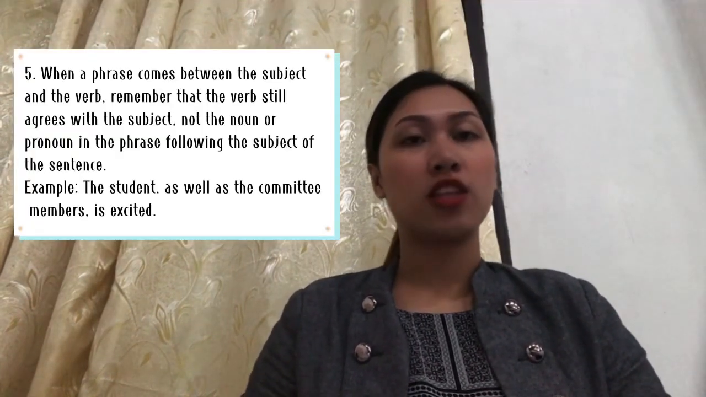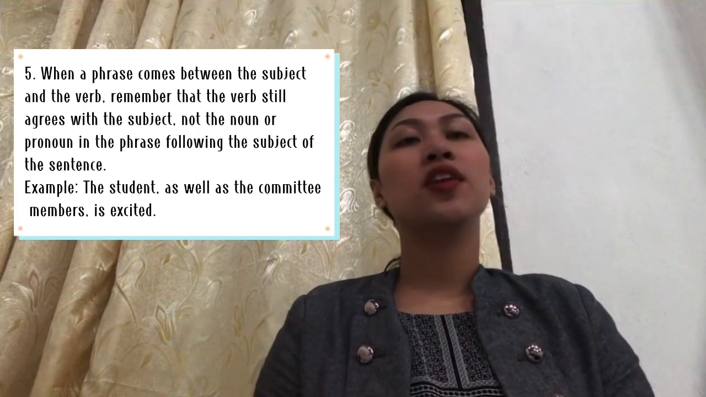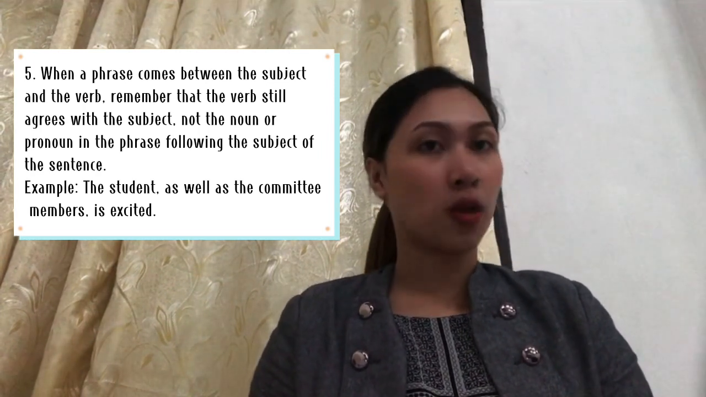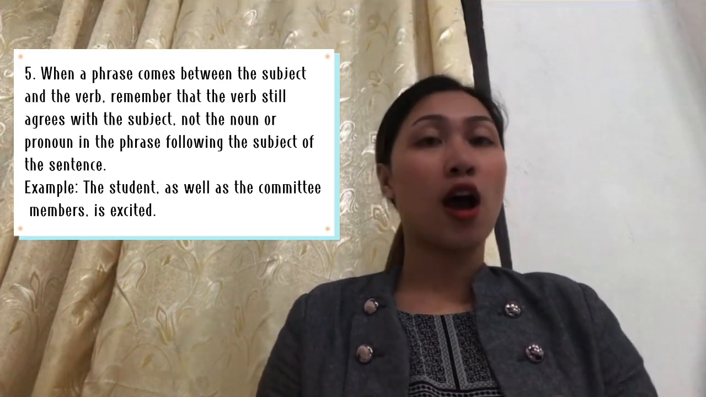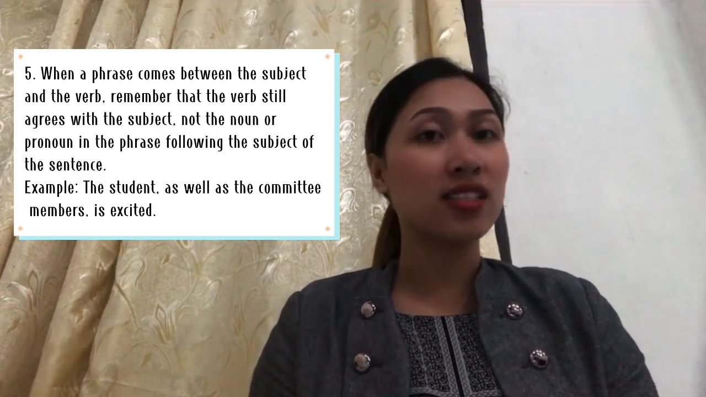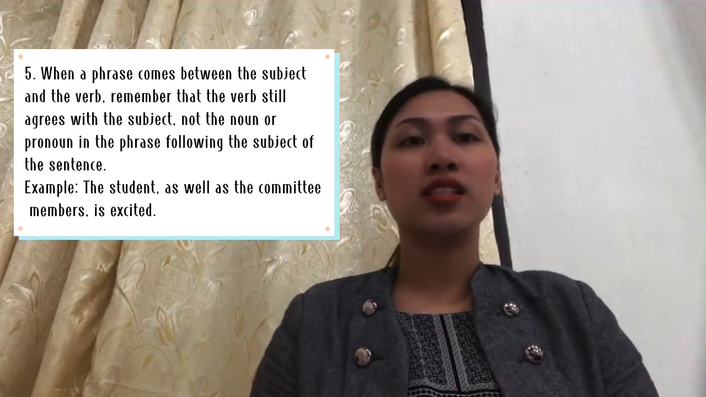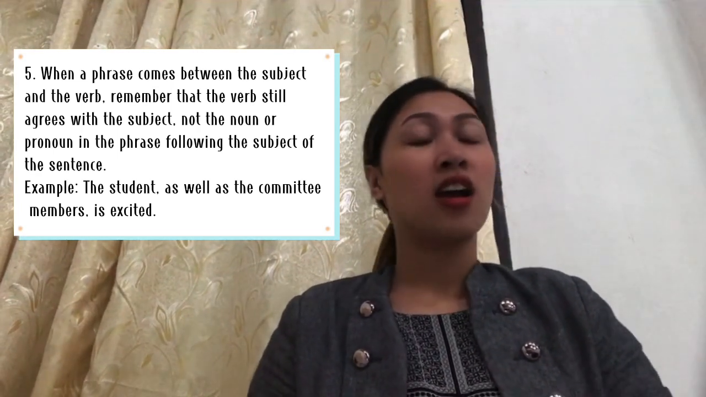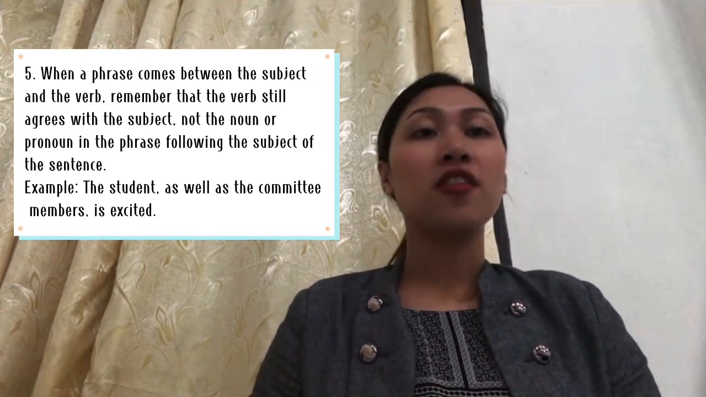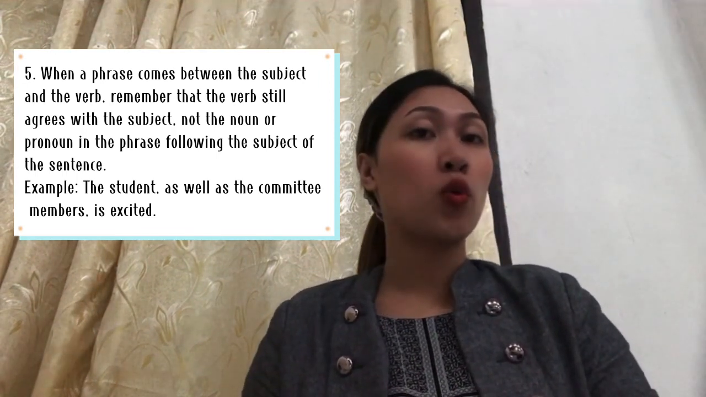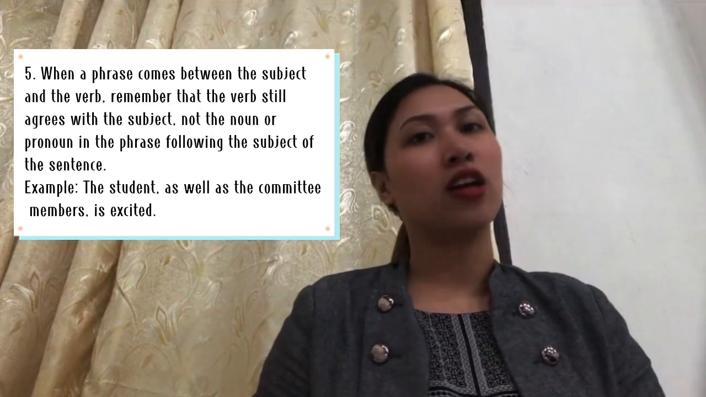Rule 5. When a phrase comes between the subject and the verb, remember that the verb still agrees with the subject, not the noun or pronoun in the phrase following the subject of the sentence. For example, the student, who is singular, as well as the committee members, who are plural, is excited. As you can see, the verb is singular because the first subject, the student, is singular.